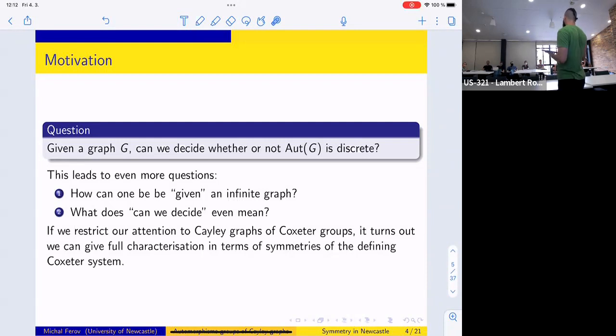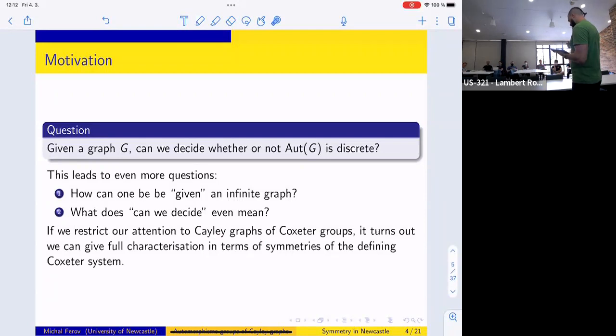So in general, my opinion is that such questions cannot be answered, and if you think about it, most likely one should be able to embed some non-recursive stuff into this problem. However, if we restrict our attention to some specific class of graphs, then we can get some reasonable answers. In this case, we'll be looking at Cayley graphs because they are vertex transitive, which is a nice property. So from every point, they look the same.